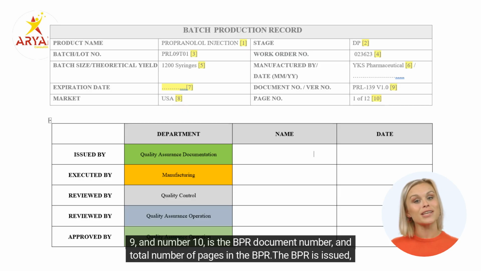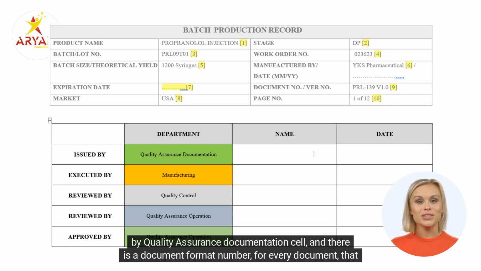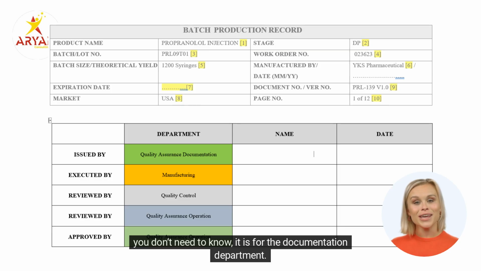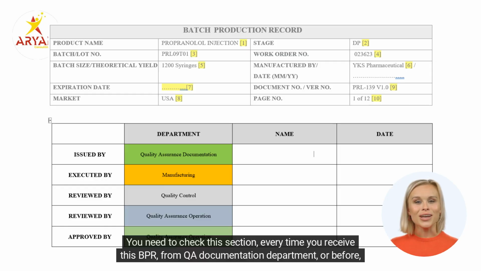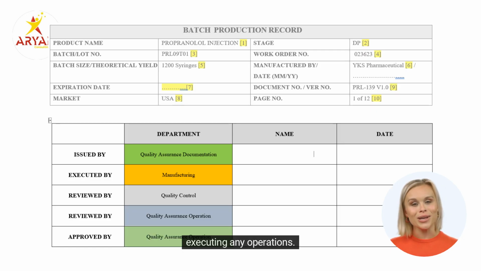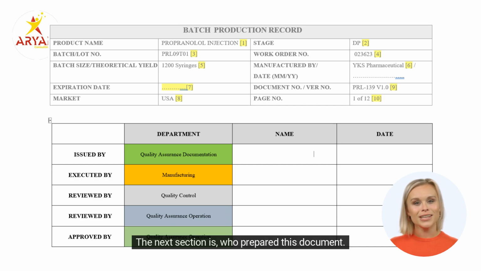The BPR is issued by Quality Assurance Documentation Cell, and there is a document format number for every document that you don't need to know. It is for the documentation department. That is all for the top section. You need to check this section every time you receive this BPR from QA documentation department or before executing any operations. The next section is who prepared this document.